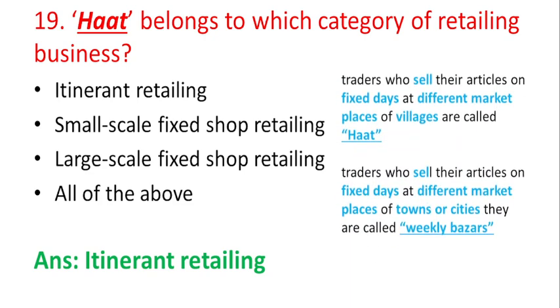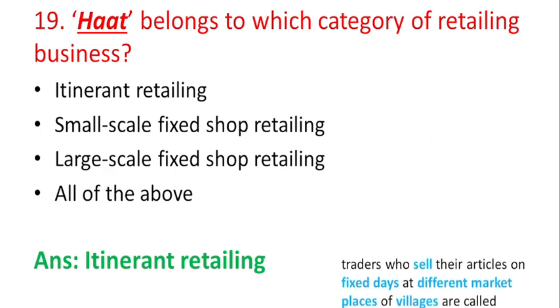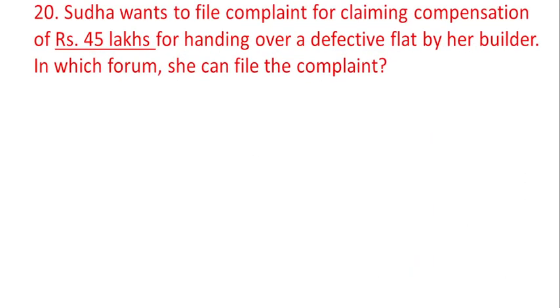What do you mean by Haat now? The traders who sell their articles on fixed days at different marketplaces of villages are called Haat, whereas the traders who sell their articles on fixed days at different marketplaces of towns or cities are known as the weekly bazaars. So the last question of the part 2 video, question number 20.